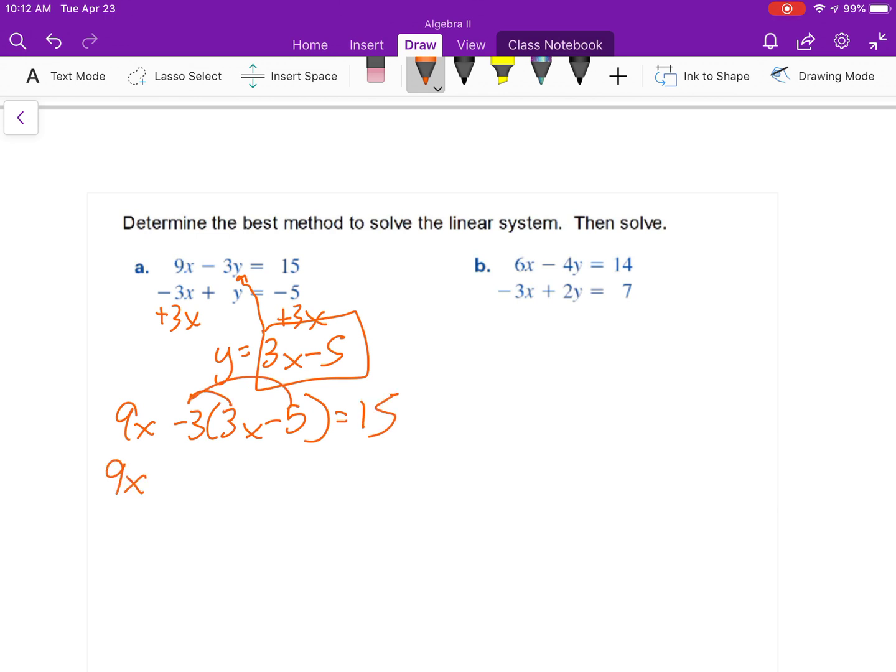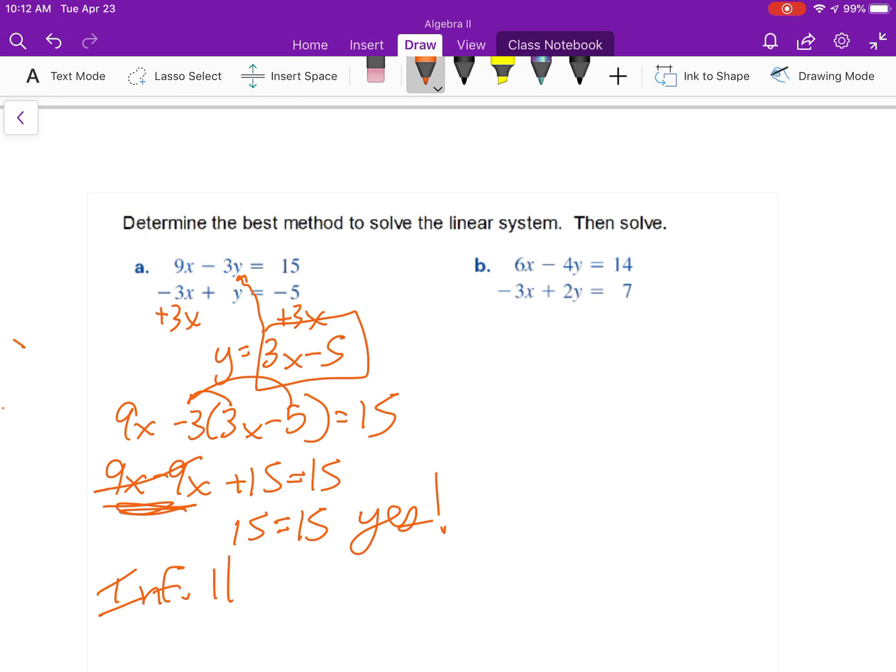Distribute, I'll get 9x minus 9x plus 15 is equal to 15. Those will go to 0, so 15 is equal to 15. Yes. There's no more x's, they're gone. What this means is I'm actually dealing with the exact same line twice. So there is an infinite number of solutions, or many solutions. Okay, that's what it looks like if you're doing substitution.